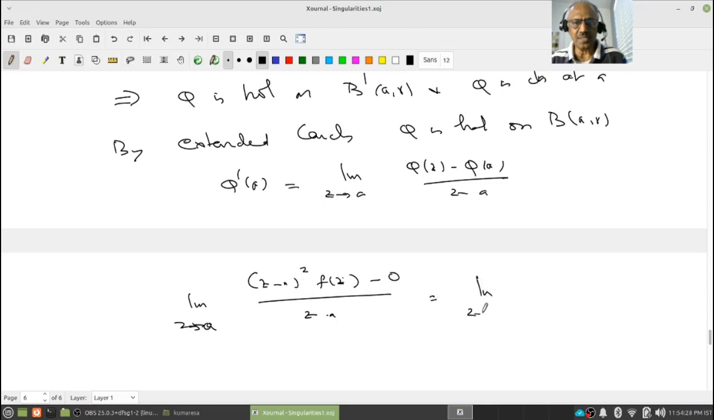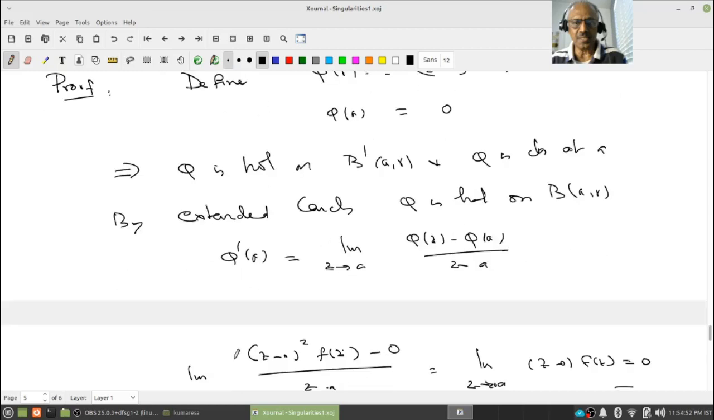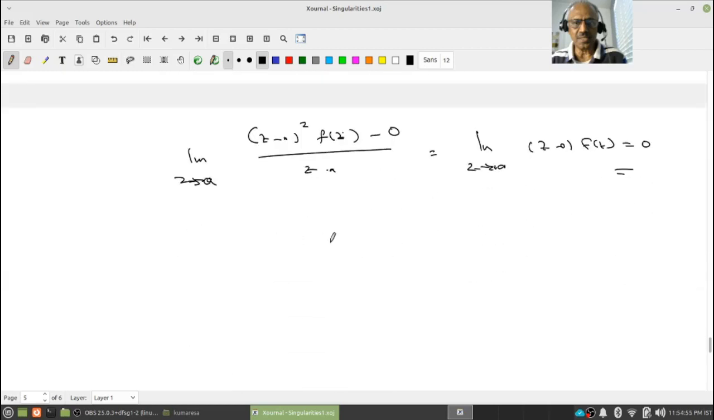This is going to be limit z going to a of z minus a into f of z, by hypothesis, that is 0. Do you see the beauty? Why I put not z minus a, but I put z squared. Remember, my earlier argument is still correct. With z minus a into f of z, phi is still holomorphic. But I may not be able to compute phi dash 0. But now I was able to compute phi dash a. Do you see the beauty? Therefore, I know phi dash a is 0, and that is also equal to phi of a.